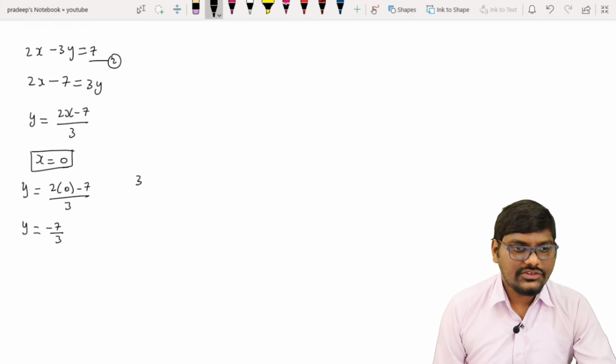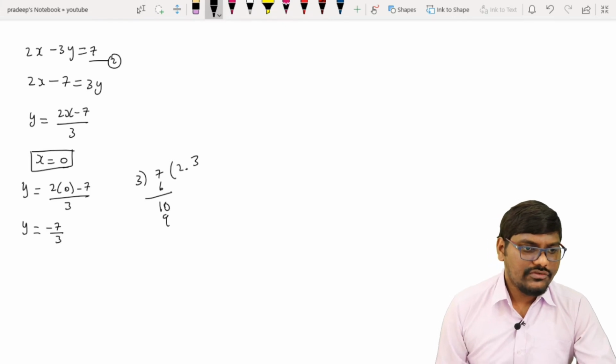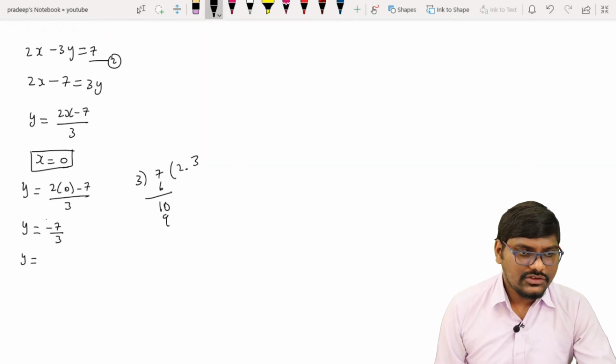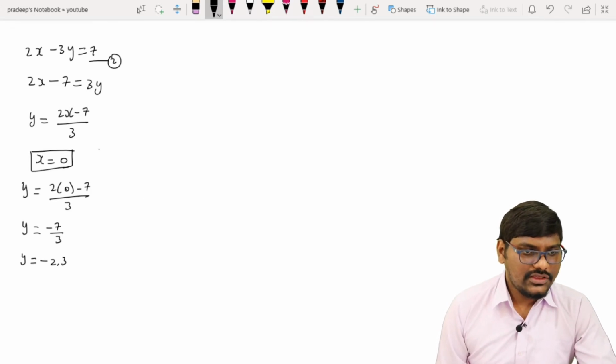So let's divide 7 by 3. 3 2s are 6, 7 minus 6 is 1. When I put the decimal point here, I get 0 here. So 3 3s are 9. One decimal place is enough. So we got y equal to, since the sign is negative, minus 2.3. Alright, so let's take the second one.